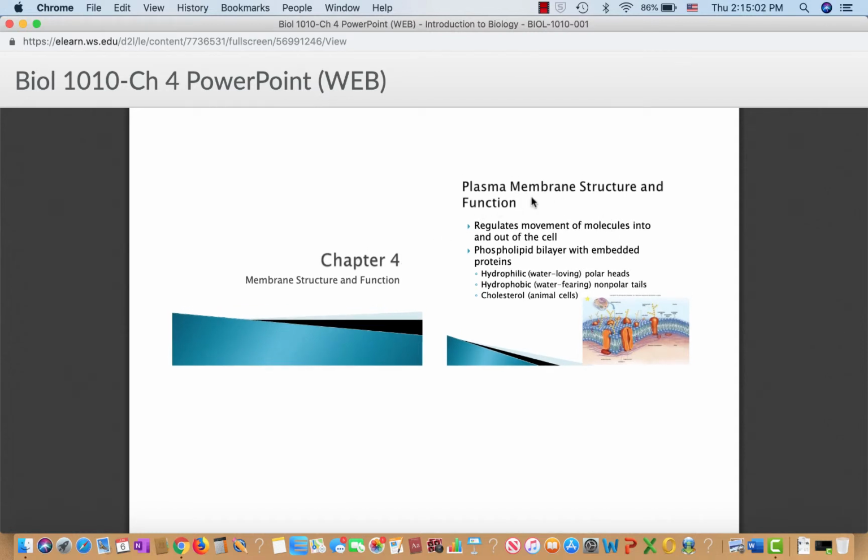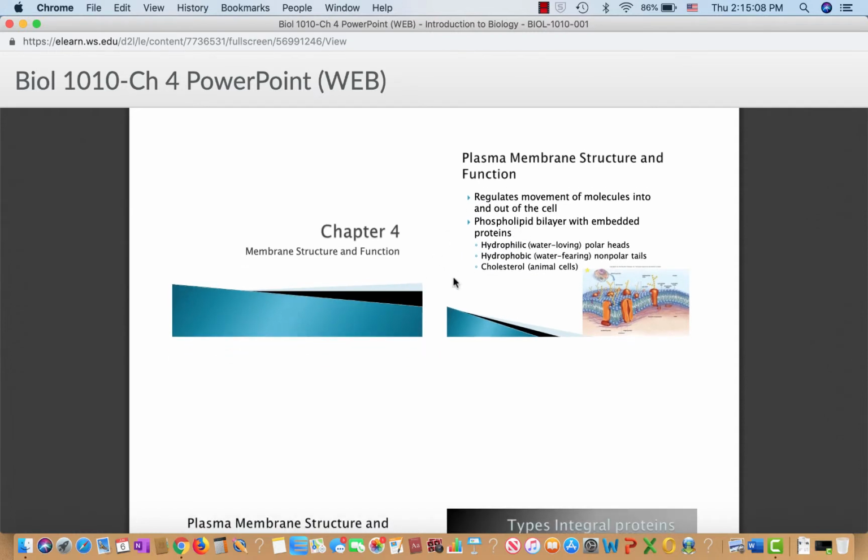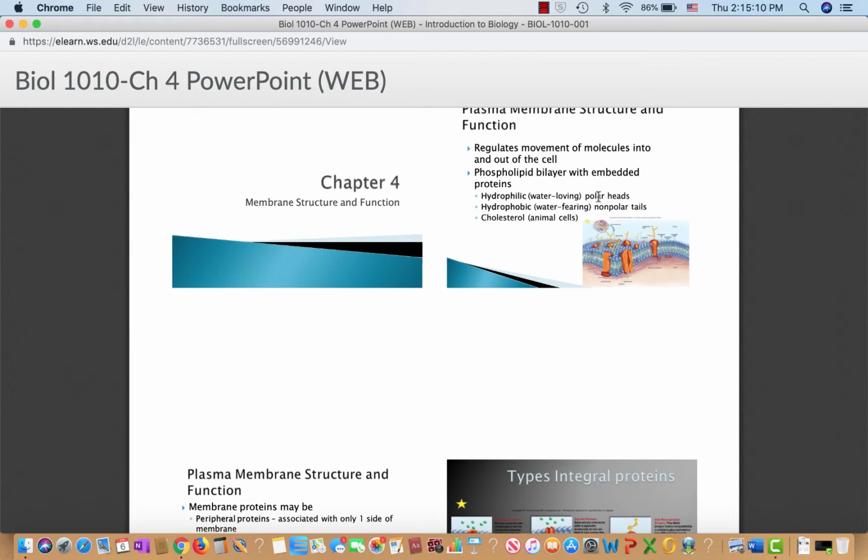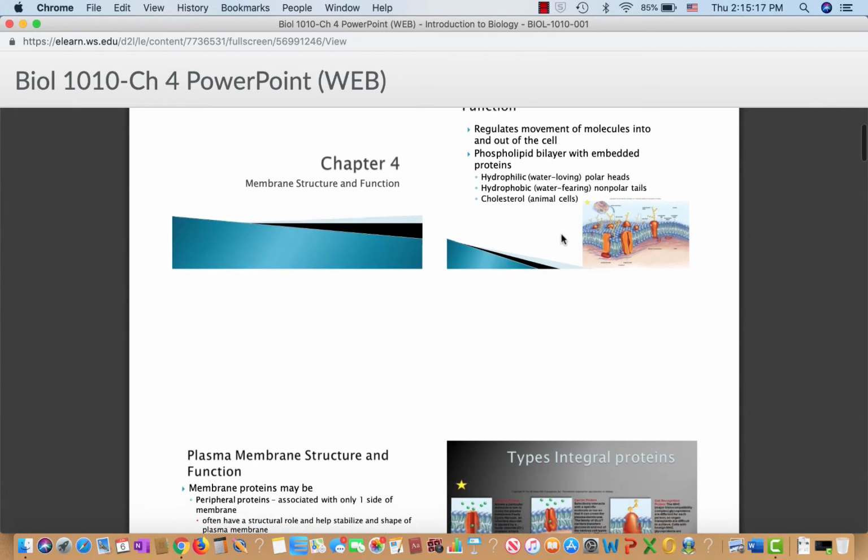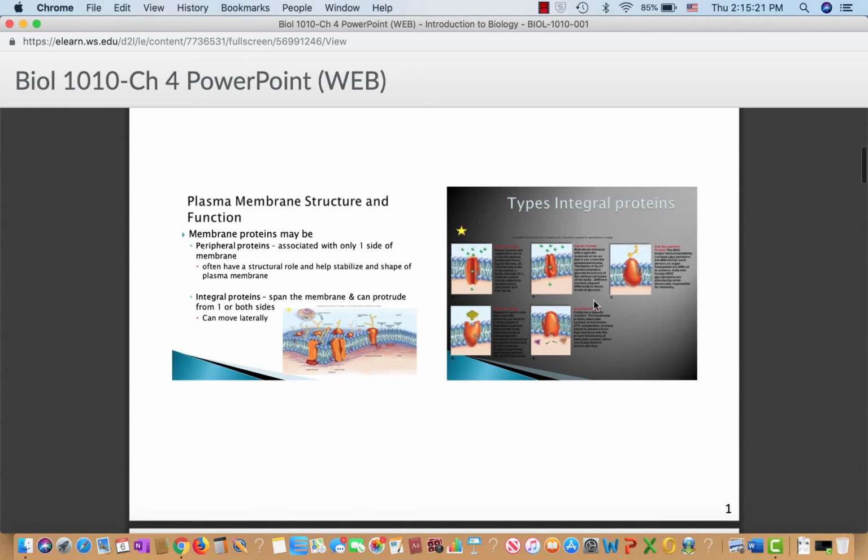The membrane structure and function regulates movement of molecules in and out of the cell. Phospholipid bilayer embedded with proteins. You have the hydrophilic, water-loving polar heads, and hydrophobic, water-fearing nonpolar tails. And then in animal cells, you also have some cholesterol in the cell wall. The plasma membrane structures and functions.